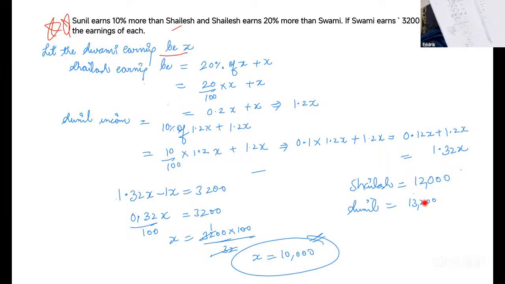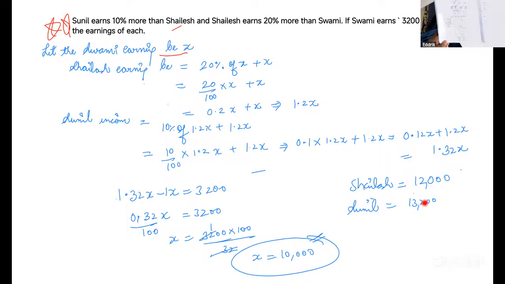So Shailesh's income is 12,000. Then I substitute that in the first equation to find Sunil's income. So I got 10x minus 11y, because 11 into 12,000, is equal to 0. So 10x minus 132,000 equals 0. 10x is equal to 132,000. So x is equal to 13,200. So x is Sunil's income. So Sunil's income is 13,200.